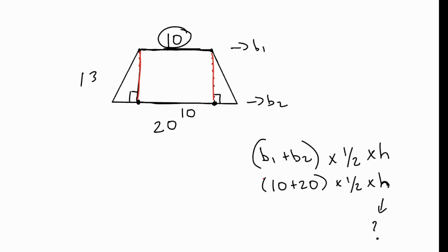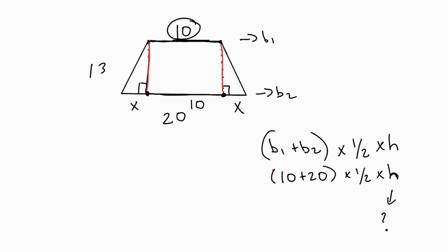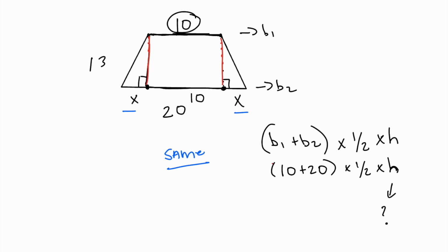Here we can put an x here and another x here. However, we don't know what these values are. Since we are working with an isosceles trapezoid, these values should be the same, and sometimes even looking at the shape, it looks to be congruent, meaning the same. Let's call this x and x.